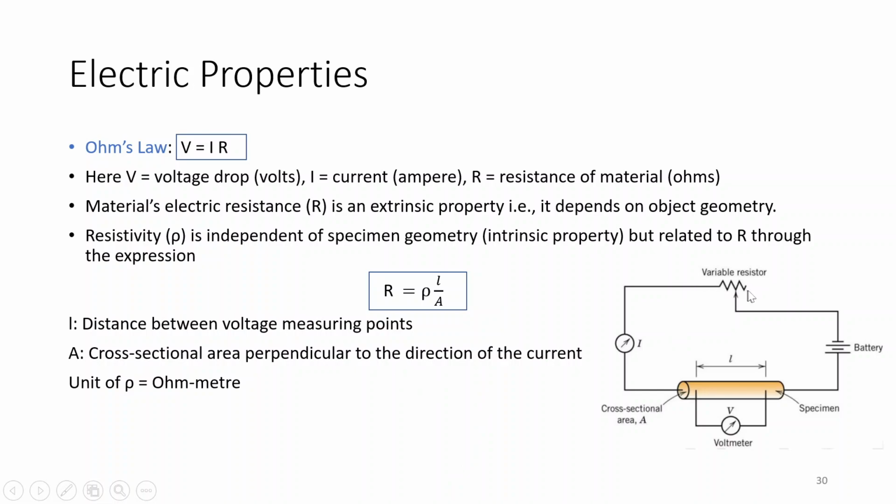So this is your resistor which is connected to the battery, and this is where you are measuring your voltage across, and you are measuring your current as well.